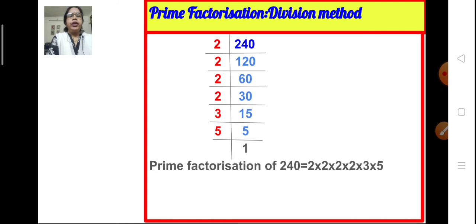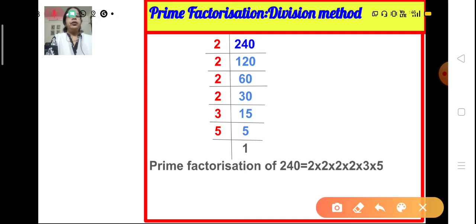We know that 240 can be divided by 2 since it has 0 in one's place. So we will start dividing the number with the smallest prime number, that is 2. When we divide 240 by 2, we get 120. And since 120 is also divisible by 2, we will continue dividing it by 2. Then we get 60. 60 can also be divided by 2. So we get 30 as the quotient here. And 30 can also be divided by 2. And then we get the quotient 15, which is not divisible by 2.